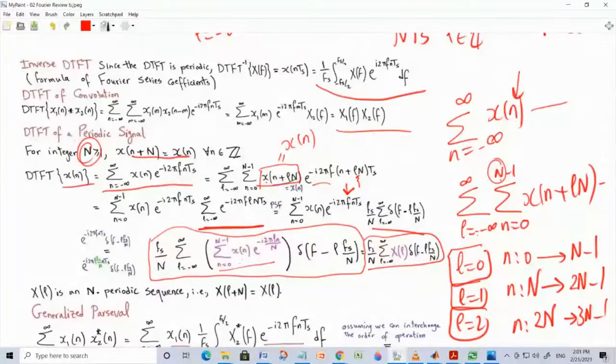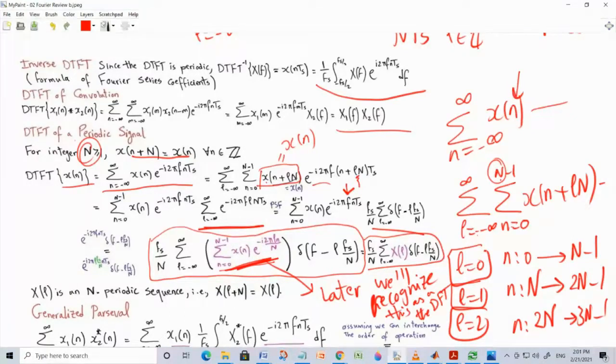Later, perhaps in 2 or 3 lectures, this summation here is the DTFT of x of n. Later we will recognize this as the DFT. For now it's just a sum, and it may appear meaningless, or like you just go and compute it and then what, but actually it is the DFT, and again this is a story to be told.